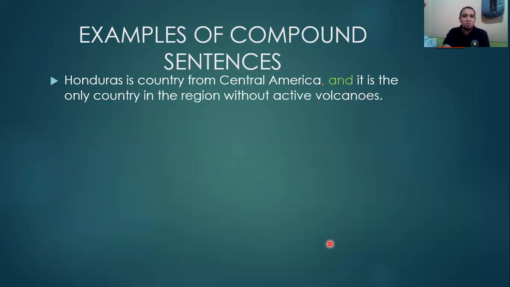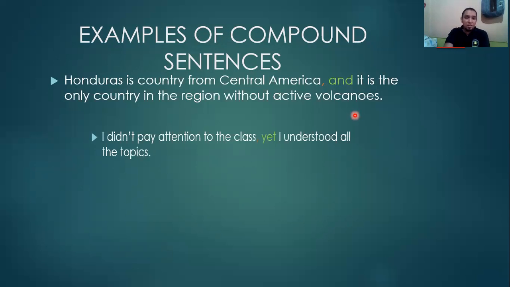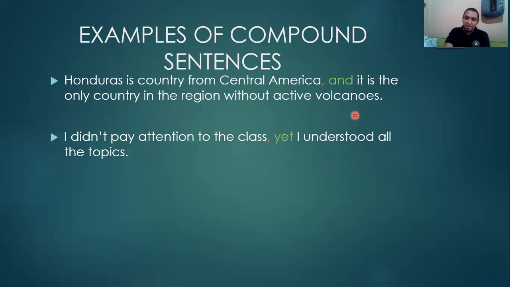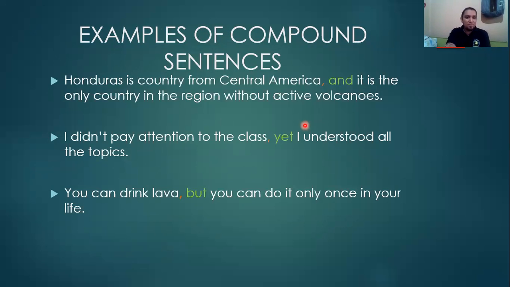Okay, here we have some examples of compound sentences. Number 1, Honduras is a country from Central America, comma, and it is the only country in the region without active volcanoes. So here we have 2 independent clauses divided by the conjunction "and." Number 2, I didn't pay attention to the class, yet I understood all the topics. Again, 2 independent clauses divided by a conjunction. And this is taken from a meme: you can drink lava, but you can do it only once in your life.